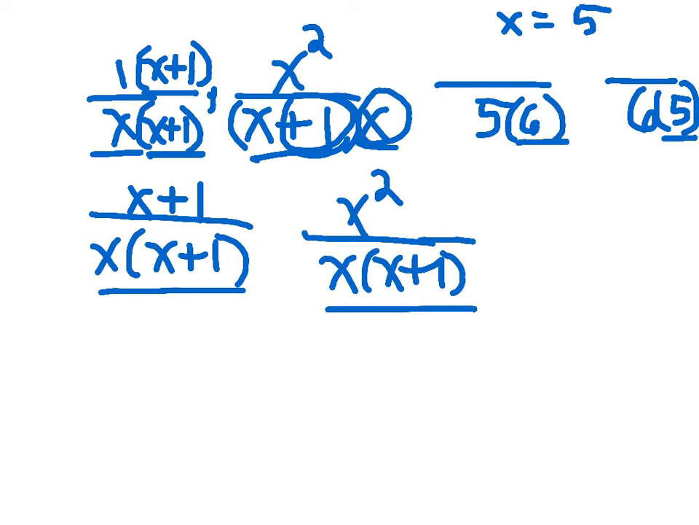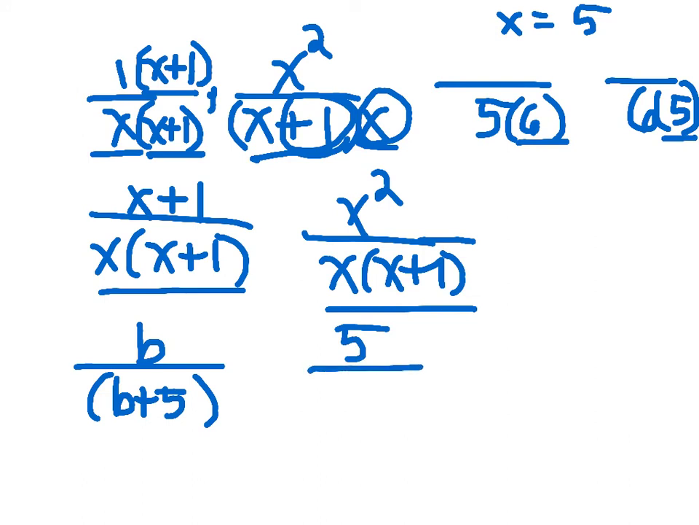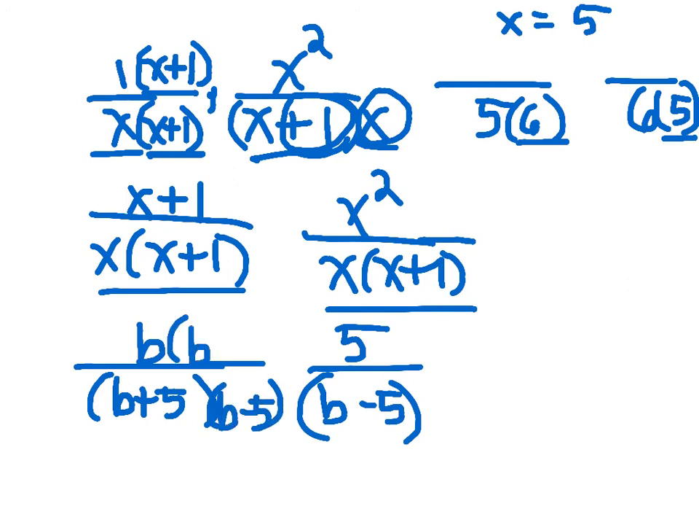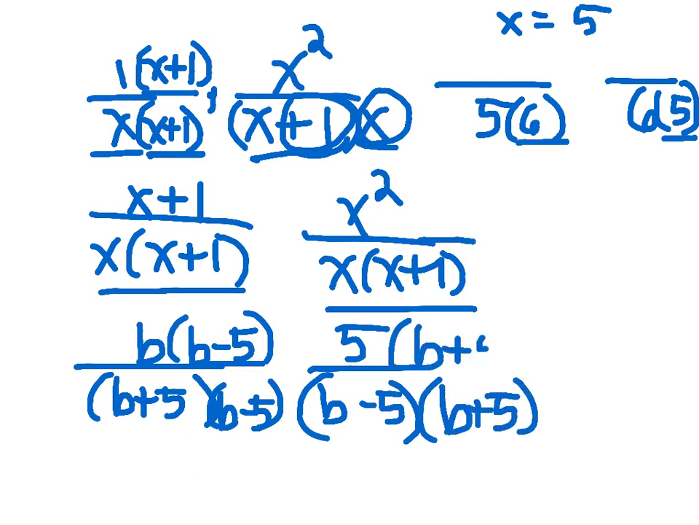Similarly, if I have b over b plus 5 and 5 over b minus 5, these look like they're related, but as we know, they're not. The b minus 5 is missing the whole thing, and this is missing the whole thing of b plus 5.